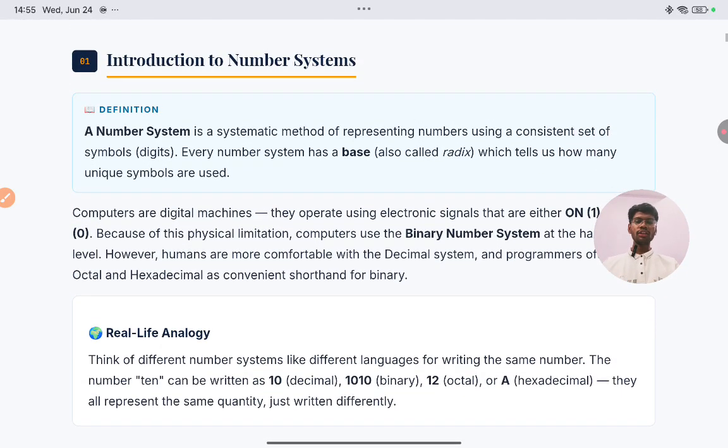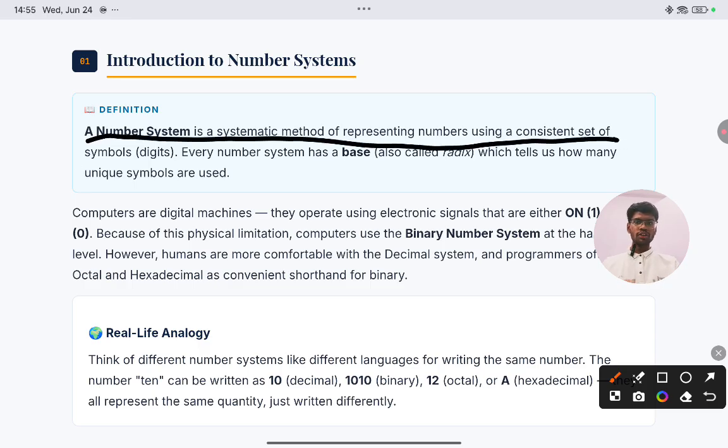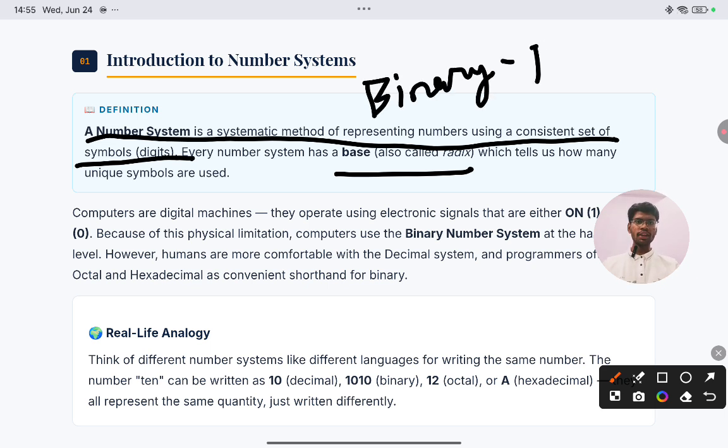First, let's understand what a number system is. A number system is a systematic method of representing numbers using a consistent set of symbols or digits. Every number system has a base, also known as a radix, which tells us how many unique symbols there are. Like the binary number system, which is of base 2 because it uses only the digits 0 and 1.